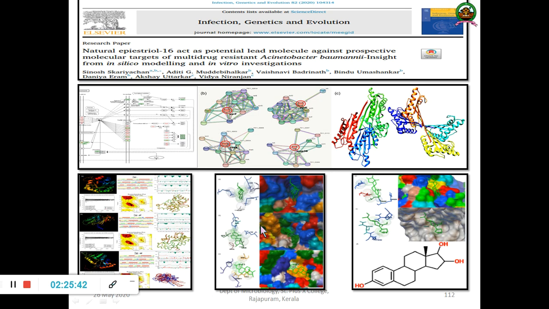Then we have docked against many targets, and one particular potential molecule, natural episterol, is showing very potential activity, with the best binding with everything. The MD simulation result I have not shown; you can refer to the same paper. Based on that result we have also done some in vitro investigation, which has also given promising results concurrent with our studies.